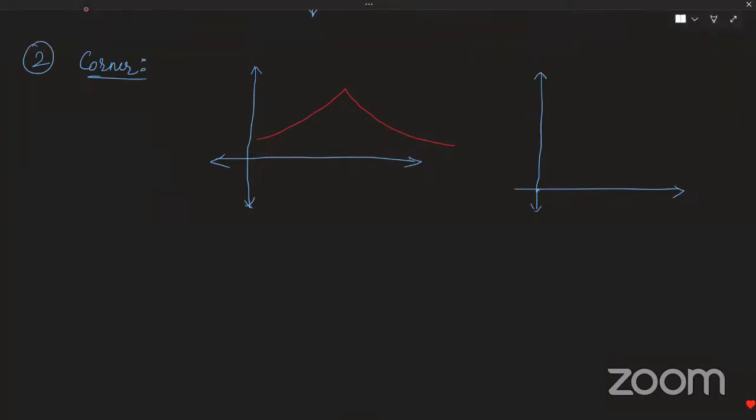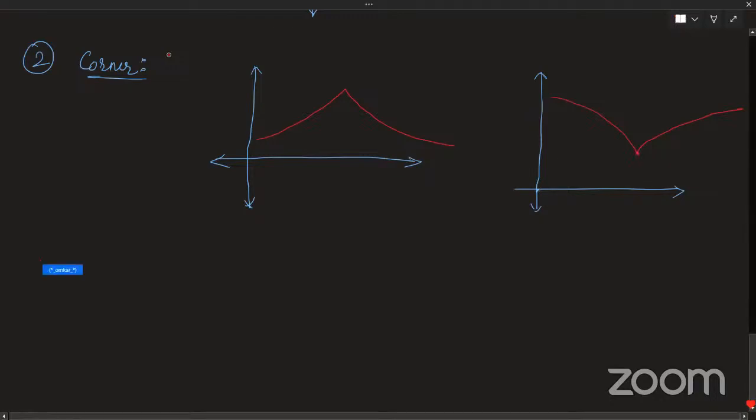Maybe something like this, right? So you have got a sharp corner at this point, a sharp corner at this point, right? So the slopes don't match.